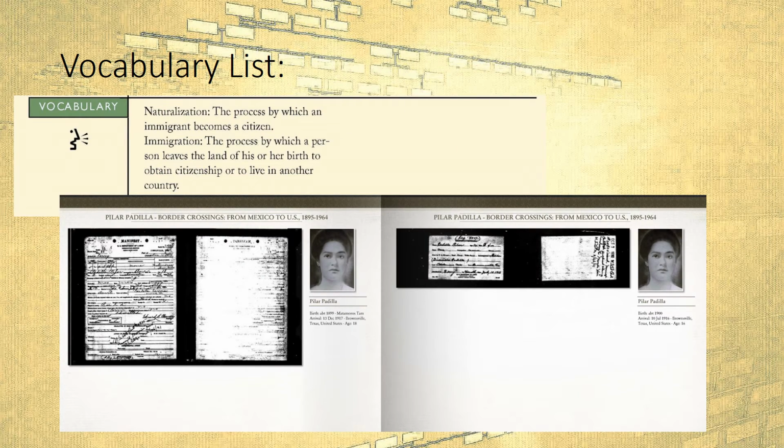Naturalization, the process by which the immigrant becomes a citizen. Immigration, the process by which a person leaves the land of his or her birth to obtain citizenship or live in another country. Above I have two documents that I discovered in the federal government databases of immigration and naturalization. These documents are records of my maternal grandmother's arrival in the United States at the border here. It states that she took a ferry, accompanied by her father, on July 10th, 1915, at the age of 16, and that the United States Department of Labor gave her permission to work.